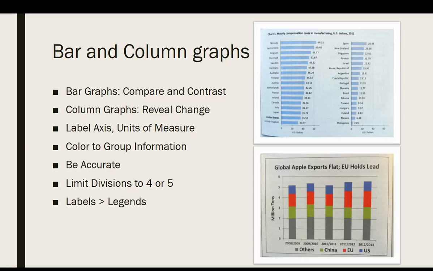On these types of charts, it is really important to label the axes and make sure that the units of measure are clear. So on the top chart, the 0 through 60 is US dollars, whereas on the bottom y-axis, you see that it's 0 to 6, but it's in millions of tons. So those units of measure need to be very clear. On that chart, even the year, it's clear that it's probably the year, but that could potentially be labeled more accurately as well. You can also use color to group information.